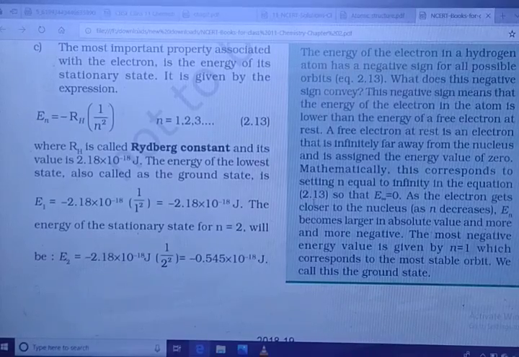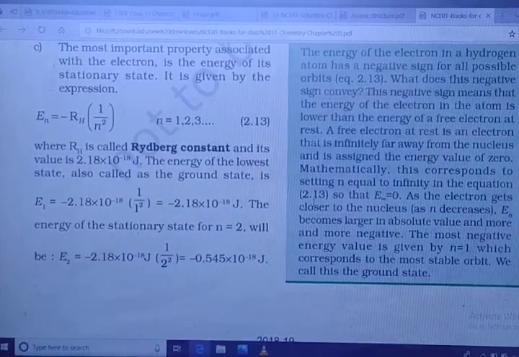After putting in the value, consider the first energy level E1, that is the ground state. The energy of the lowest state, also known as the ground state, is E1 is equal to minus 2.18 into 10 to the power minus 18 into 1 upon 1 square. Why 1 square? Because we have taken n is equal to 1. So 1 upon 1 is 1 only, and E1 is equal to minus 2.18 into 10 to the power minus 18 joule.